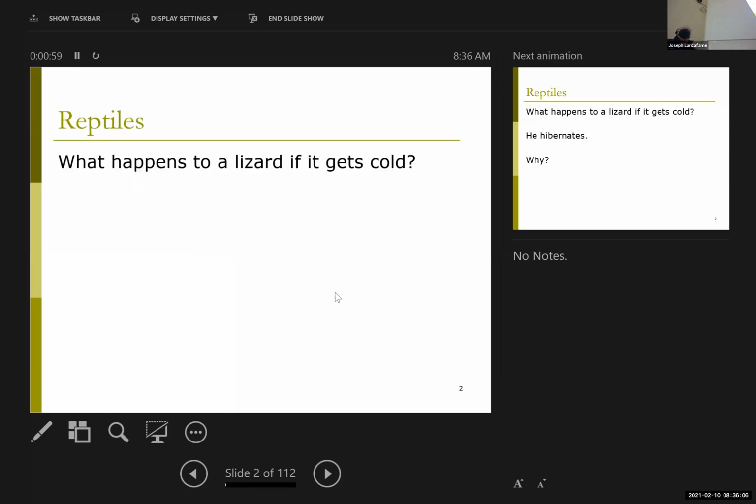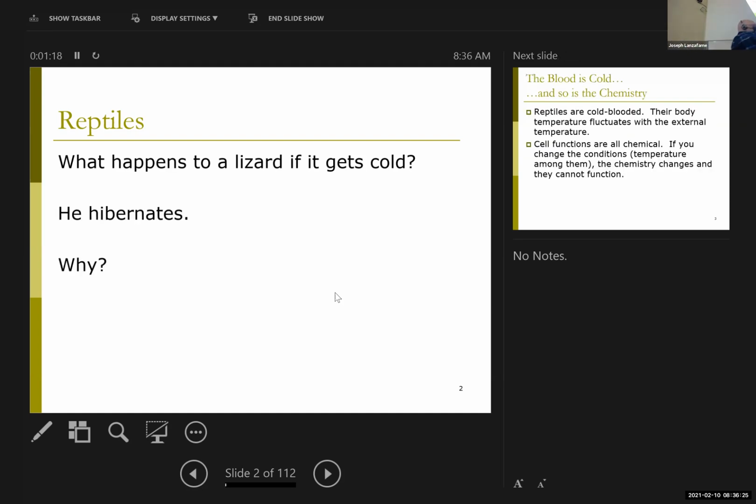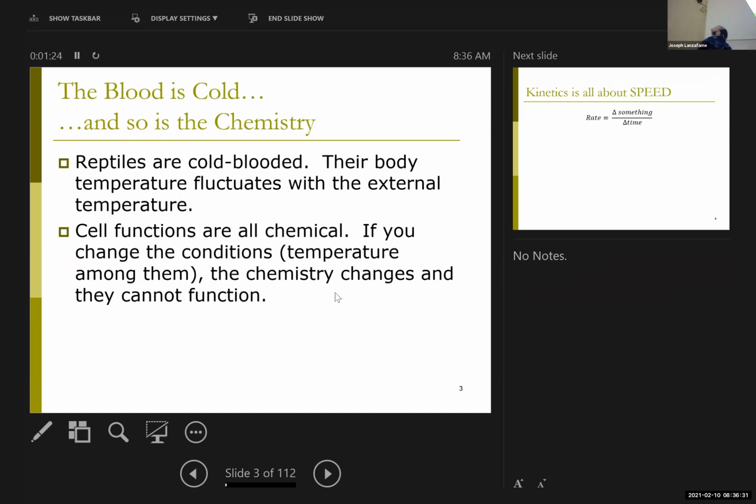The book always picks this, for some reason, maybe because, again, it's biological, if you've ever had a lizard, seen a lizard, experienced a lizard up close, you will notice that lizards like warm rocks and hot sun, but they don't like cold. And if it gets too cold, the lizards go into hibernation. And the reason is really chemical kinetics. Reptiles are cold-blooded, which means their body temperature fluctuates with the external temperature. If it's cold outside for a lizard, it's cold inside. And cell functions are fundamentally all chemical reactions.